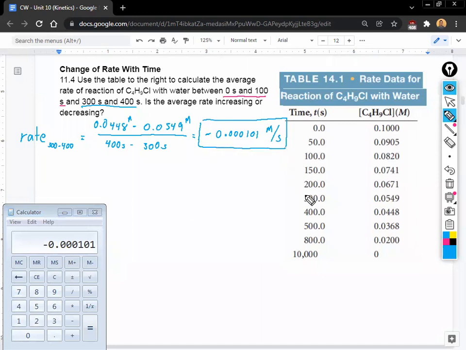So I'll give you guys maybe 40 seconds to finish up your rate calculations. I finished 300 to 400. So you guys can compare the two, and then you guys can get your final answer. Is it increasing or decreasing?